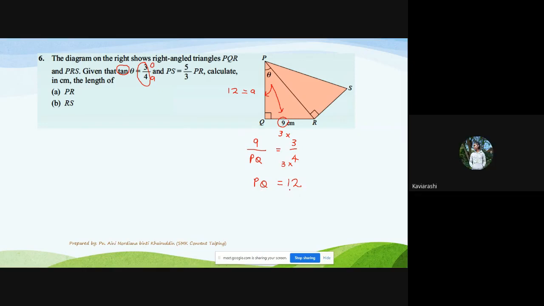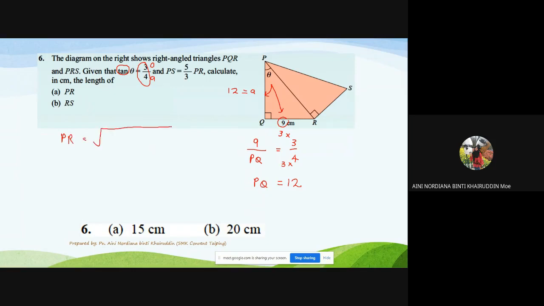Okay, so once you get PQ, you can calculate the length of PR by using Pythagoras Theorem. PR equals square root of 9 squared plus 12 squared. You will get 15.